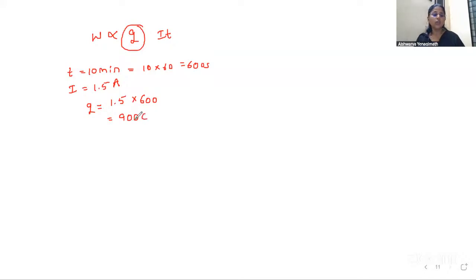If I take an example of a reaction where CuSO4 is there and Cu is getting deposited: Cu is in the +2 state, so it will take 2 electrons and form solid Cu. How much charge will I need? Here I need 2 Faraday of charge. So on passing 2 Faraday of electricity, 1 mole of copper is getting deposited.